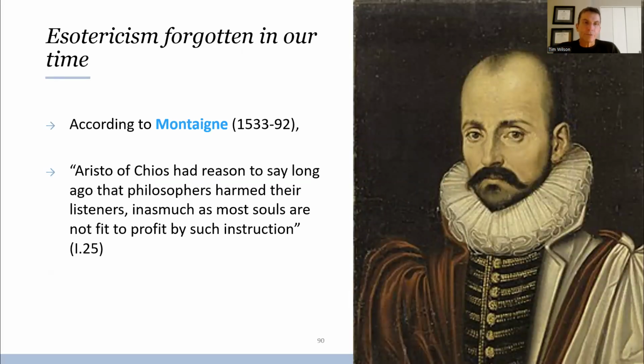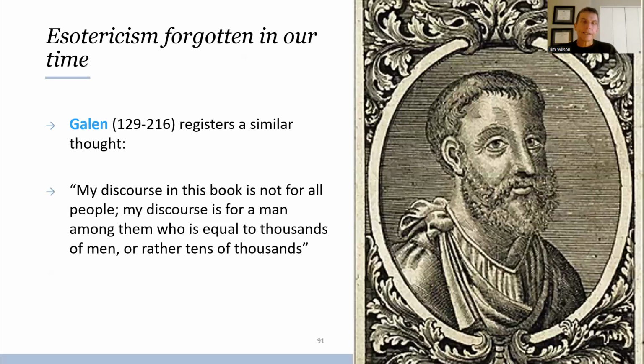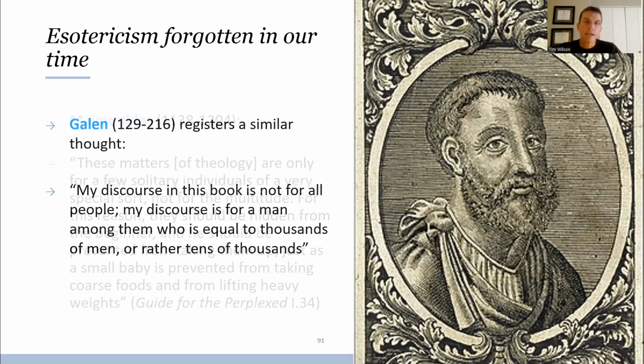So another example of a similar point from Montaigne, writing in the early 16th century: Ariosto of Chios had reason to say long ago that philosophers harmed their listeners, inasmuch as most souls are not fit to profit by such instruction. And even earlier, Galen registers a similar thought. My discourse in this book is not for all people. My discourse is for a man among them who is equal to thousands of men, or rather tens of thousands.